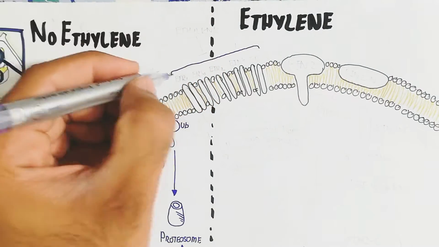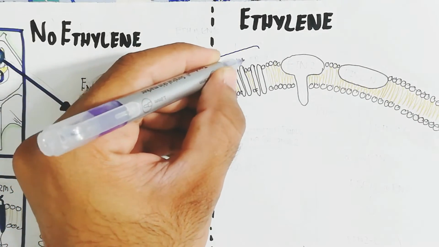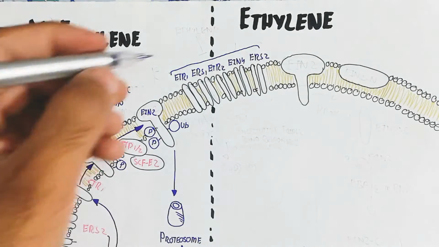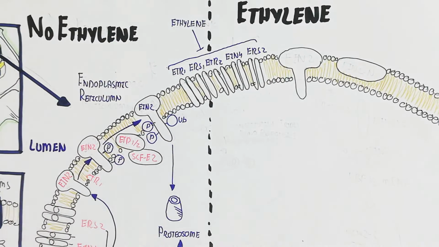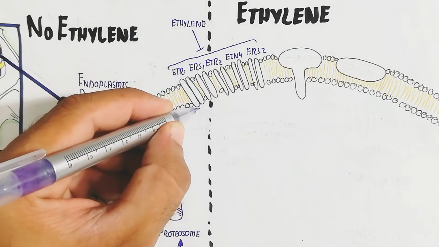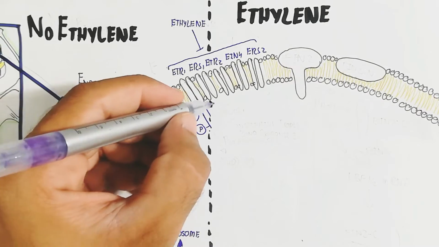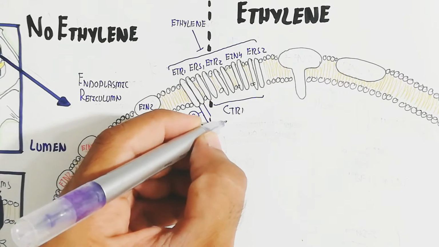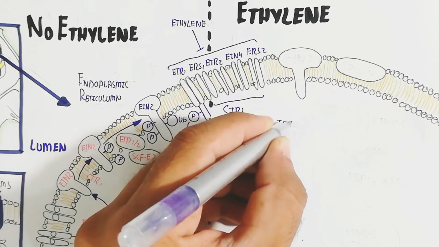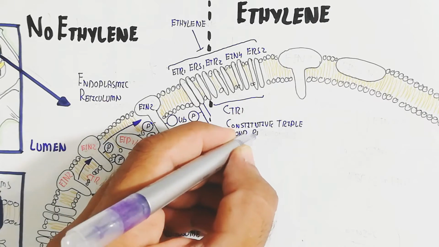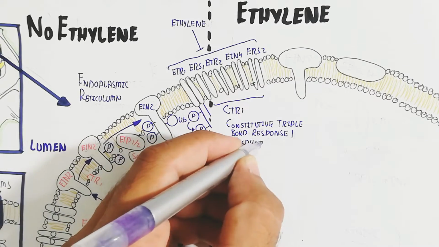So remember that. While in the case of ethylene, the ethylene presence will inhibit the ETR1, ERS1, ETR2, EIN4, ERS2, which will lead to CTR1, constitutive triple response 1, phosphotransferase enzyme. In this way, the cascade of phosphorylation from ETR1 will lead to the activation and phosphorylation of the AHP, and this phosphorylated AHP will go into the nucleus, binding with the DNA.